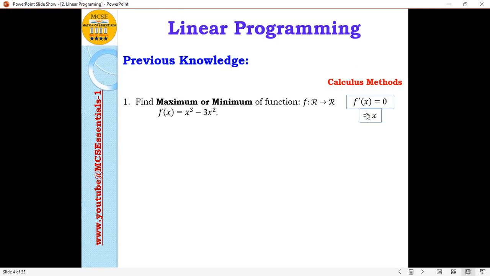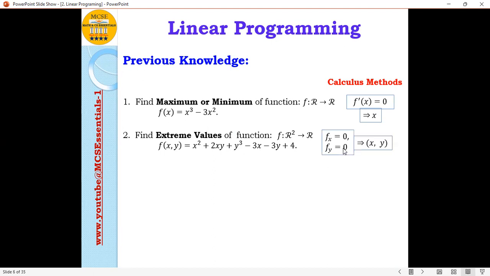We also solve the problems of finding extreme values of a function of two variables, and this job was done with the help of partial derivatives: the derivative of f with respect to x keeping y constant, and the derivative of f with respect to y keeping x constant, and both equating to 0. We got the ordered pair of values of x and y, and this pair gave us the maximum or minimum value if it was present there.